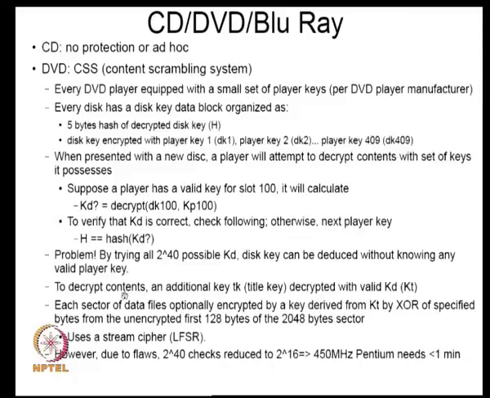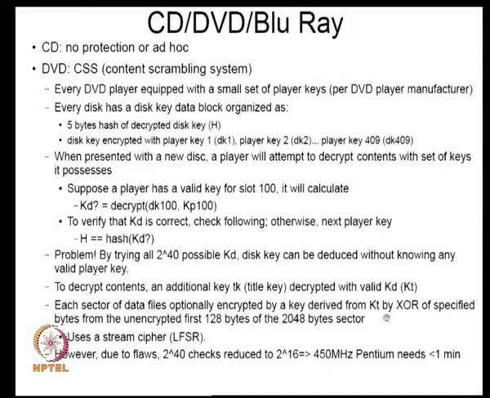You want to actually see the contents of the DVD, there is something called the title key, you have to decrypt it with that KD you got, and then they have some additional methods of making it slightly more difficult for you, but all of this failed finally. What they did was, each sector of data files optionally encrypted by a key derived from this title key. As I told you, you had a disk key first and then you get a title key.